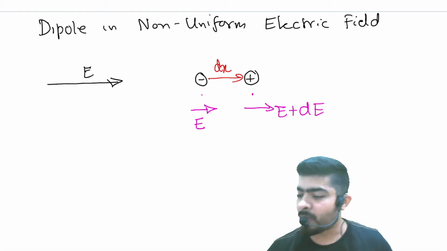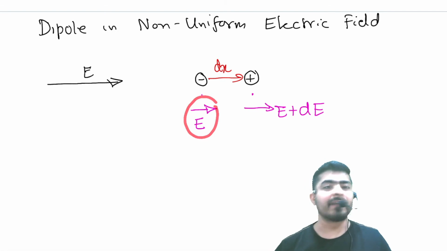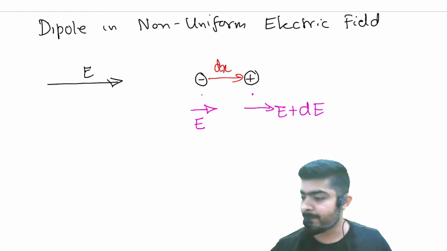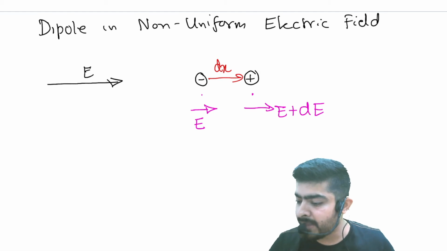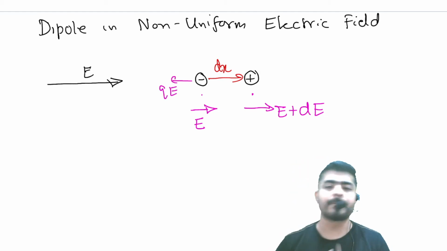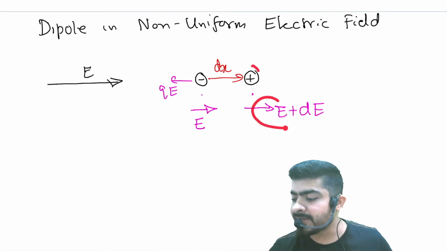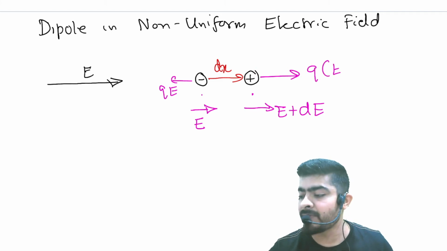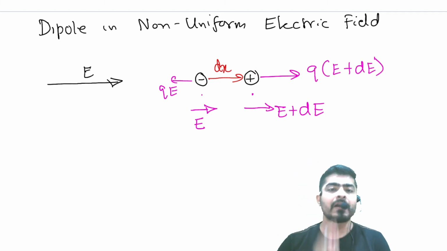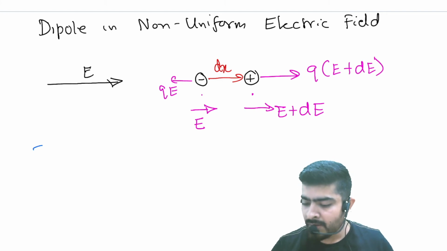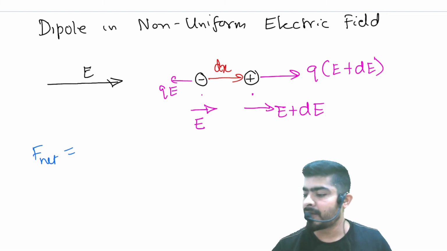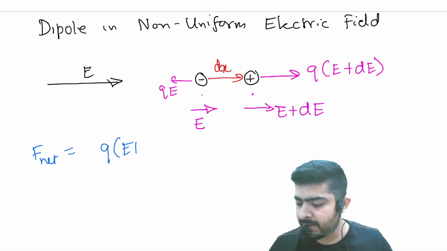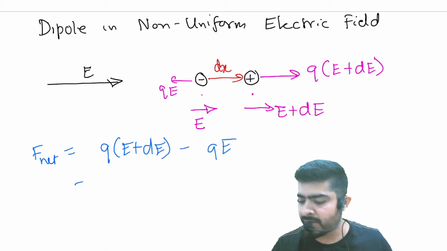Now due to this electric field, force on the negative charge will be how much? The force on the negative charge will be in opposite direction, QE. Due to this electric field, force on positive charge will be how much? This will be equal to Q times E plus dE. Now find the net force. So net force will be how much? Subtract the two of them because they are in opposite direction, right? So Q times E plus dE minus QE. So I am getting Q times dE.